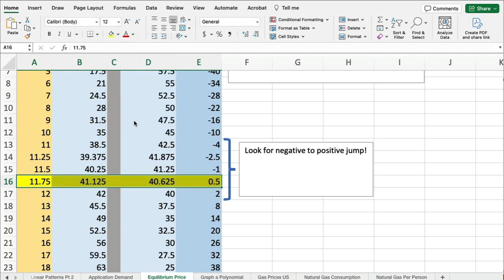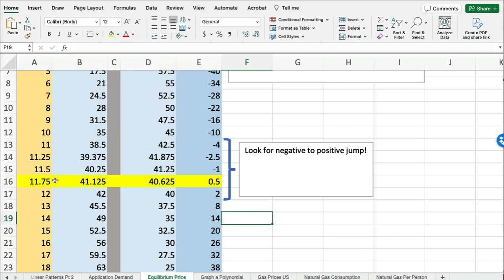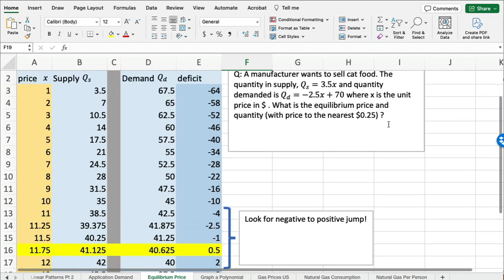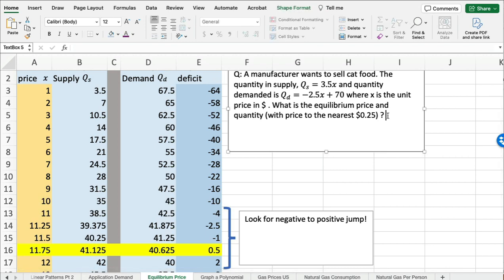I'm going to go ahead and highlight that a bright yellow. There's my sweet spot right there. We can always change those colors later when we want to, but the 0.5 is as close to equilibrium as we're going to get. So basically, I'm going to go up here and type in my answers. The price at that point is 11.75, and the quantity in demand is 40.625. So that's my answer.